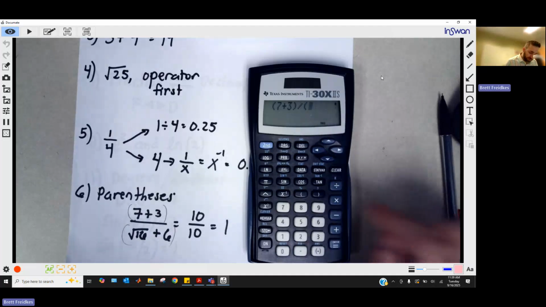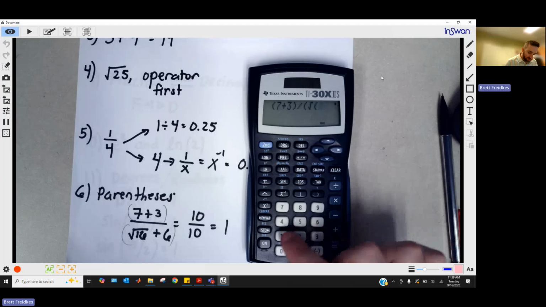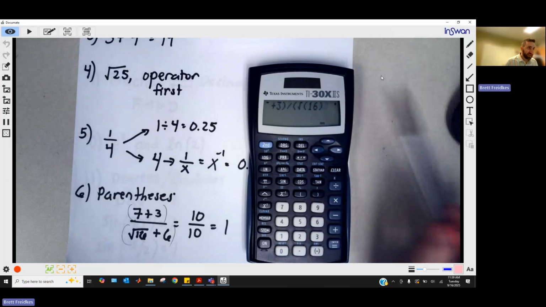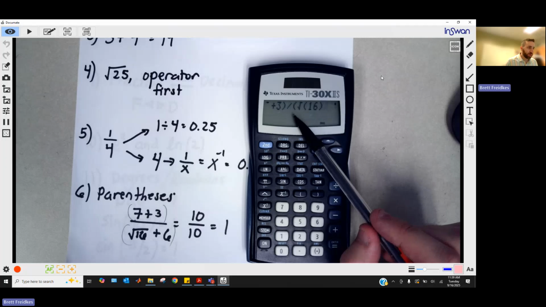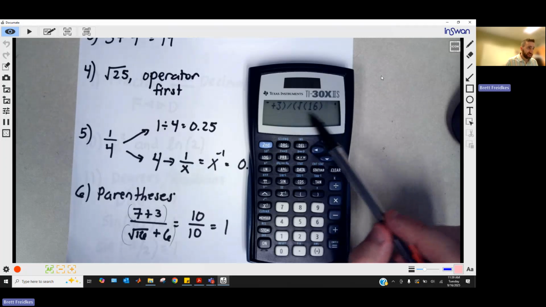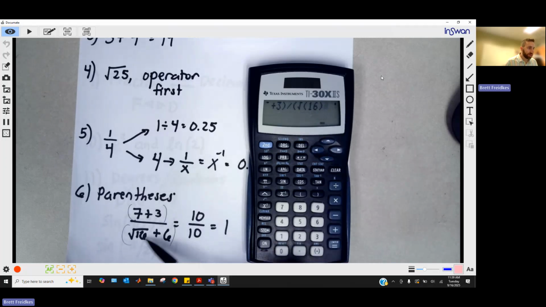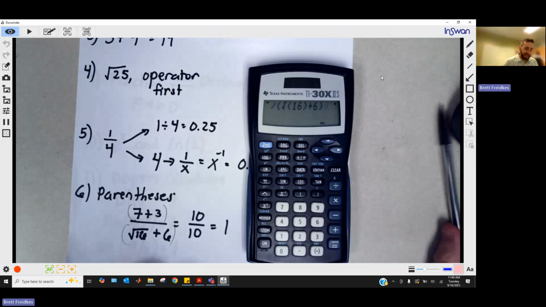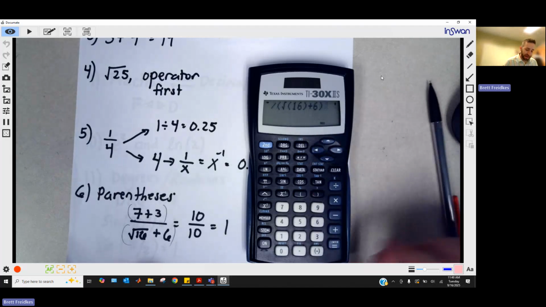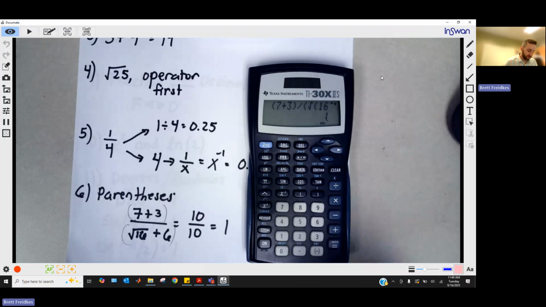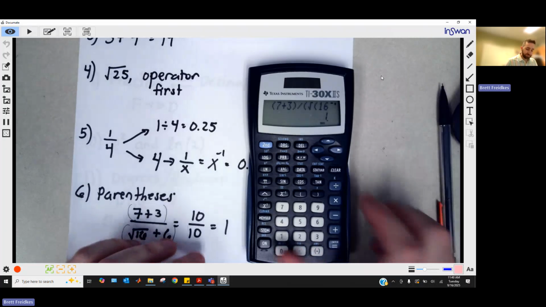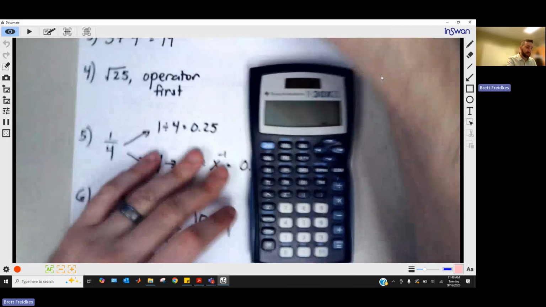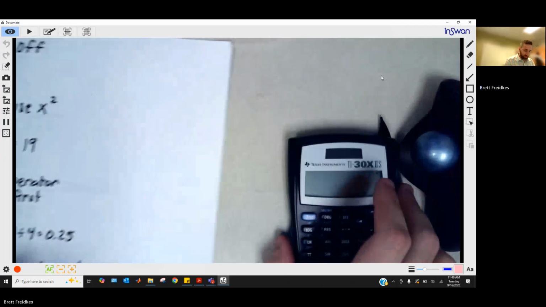For this problem, I have the square root, so I'll do second radical 16. I will close that. So you see I have a parenthesis here for the overall denominator. The square root of 16 is one part of that denominator, plus 6, close parenthesis. Now we see that this is the entirety of my denominator. I'll click enter and get 1, which is what I expect from this math. So parentheses become really important depending on what you're trying to do in your calculator.